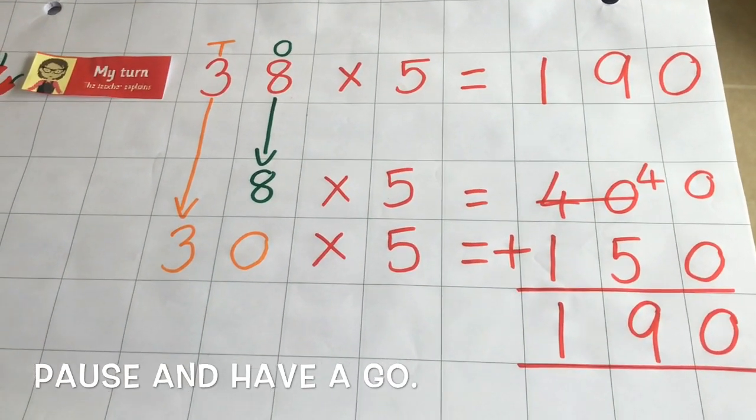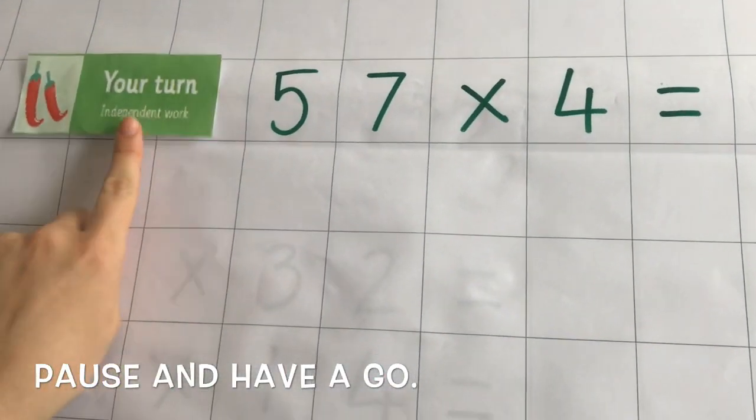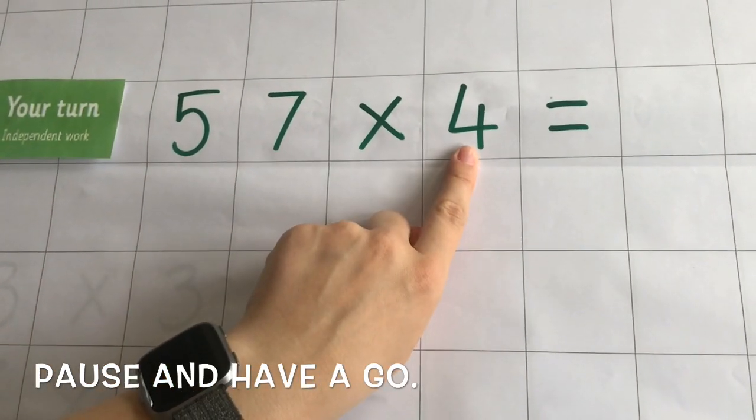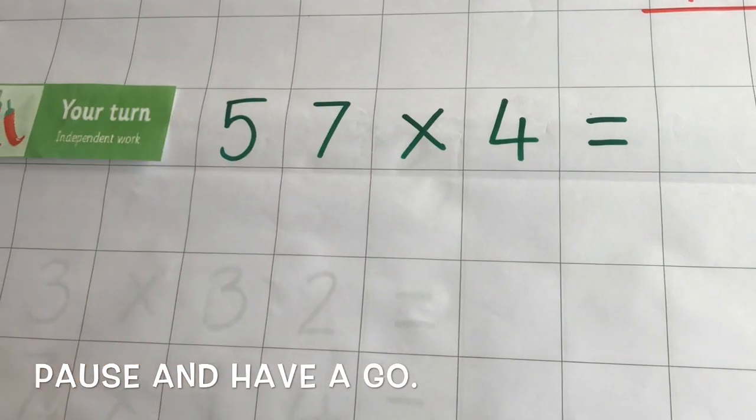Why don't you have a go at your turn, this question, 57 multiplied by 4. Remember to use the same partition method.